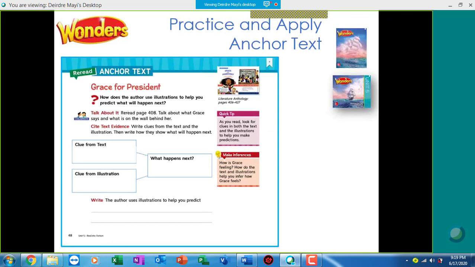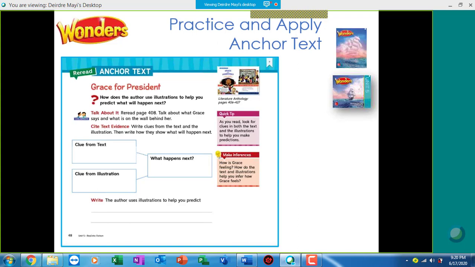First, they will talk together. They're going to reread page 408, and they will talk about what Grace says and what is on the wall behind her. But then they will cite text evidence that they found on that page. They will write clues from the text and the illustration. Then they'll write how they show what will happen next. And so the students will fill in that graphic organizer. Now, after the students have filled in the graphic organizers, they will use what they've captured in the graphic organizers to write the answer. So talk, cite, and now we write.